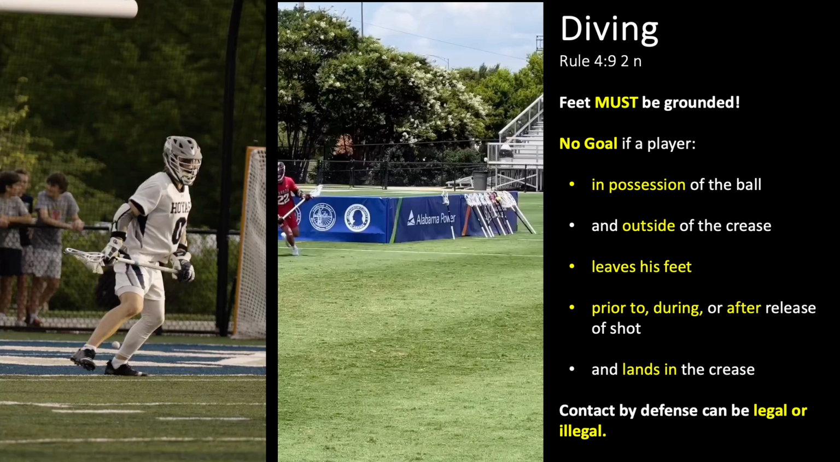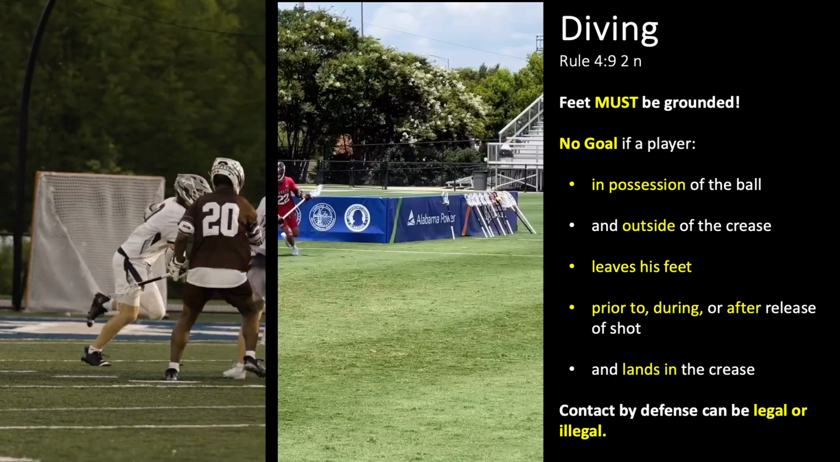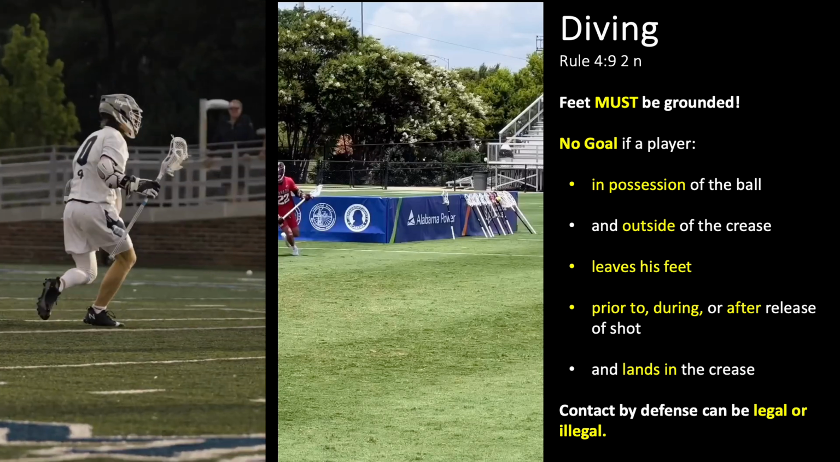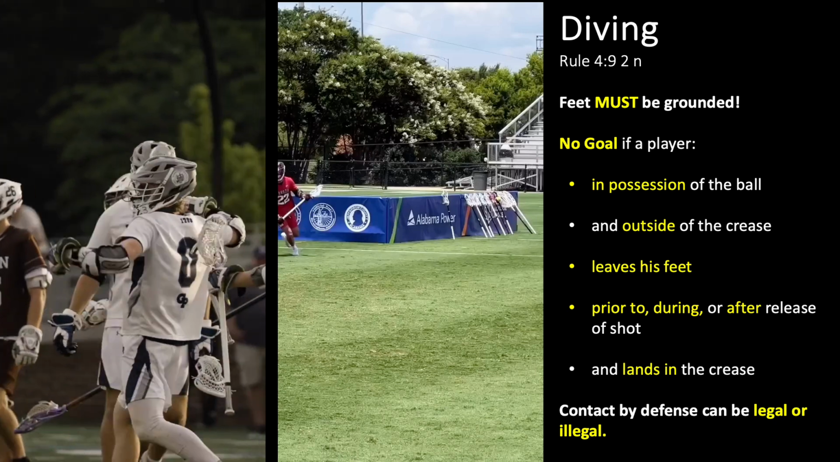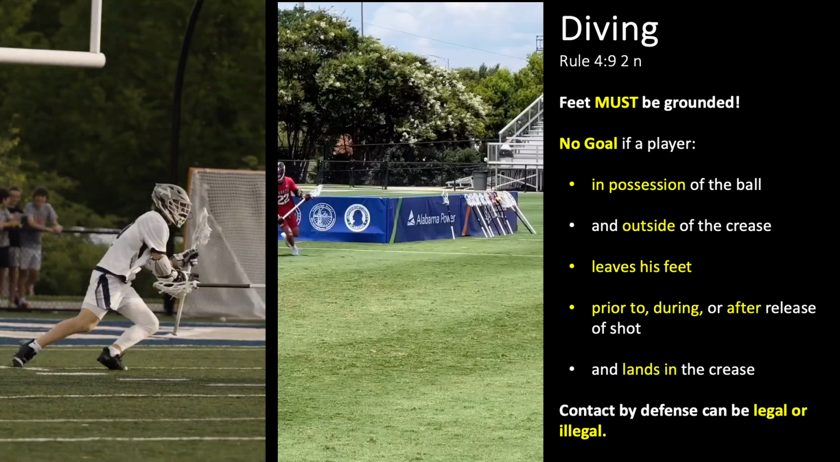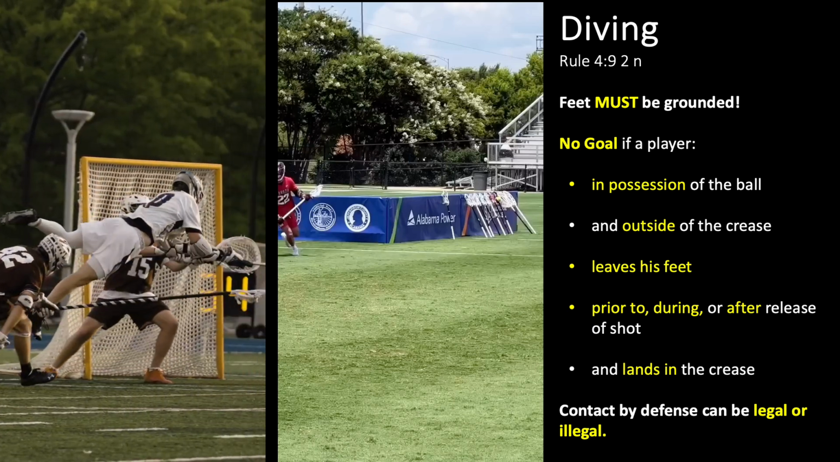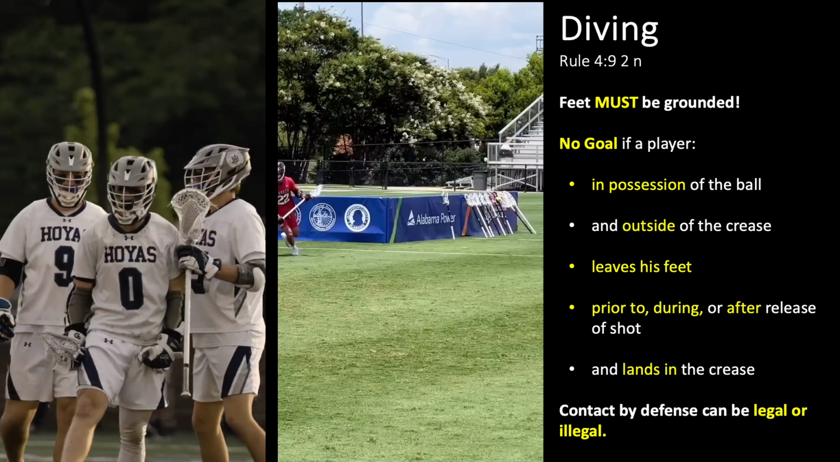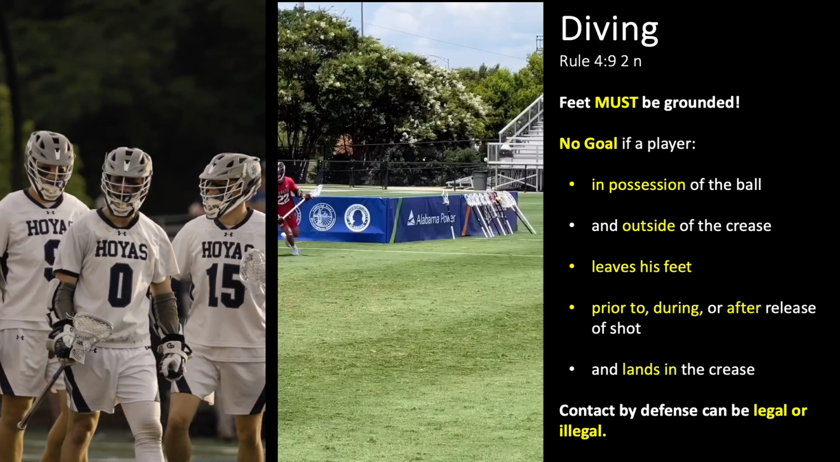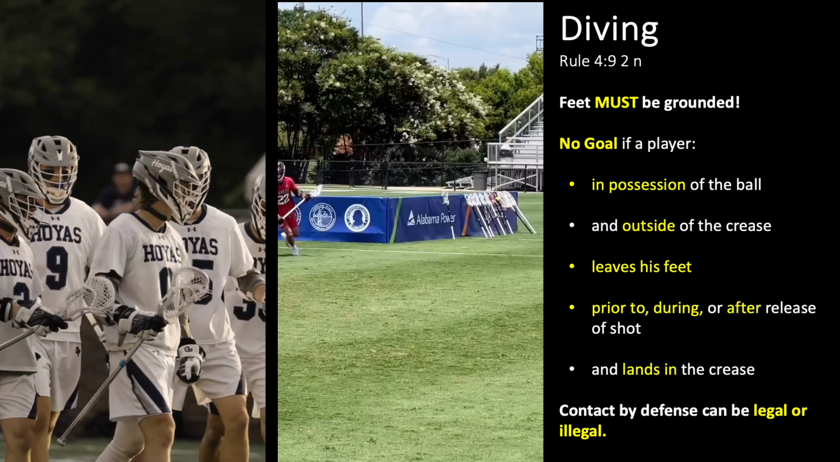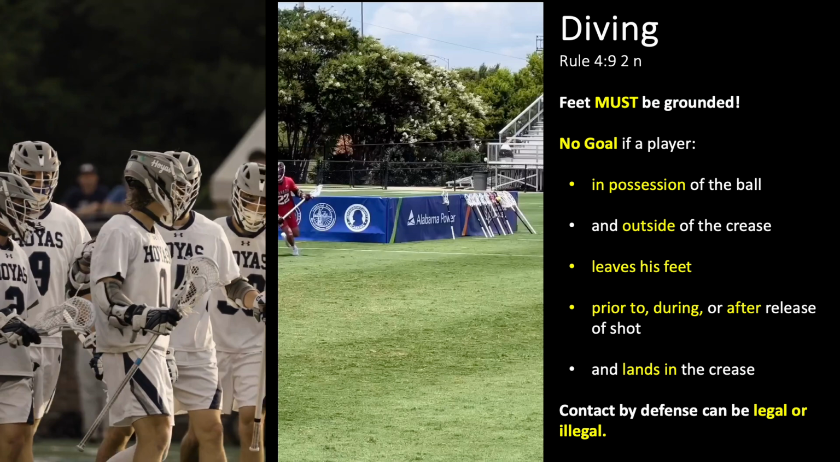We've got a couple examples of dives here. So I will show you this one on the left first. So you've got this guy coming in. Now, as long as this player does not land in the crease, this is a legal play, right? Can't make contact with the goalie, can't land in the crease. So your feet must be grounded. It's no goal if it's a player in possession of the ball and outside the crease leaves his feet and prior to, during, or after the release of the shot lands in the crease, right?